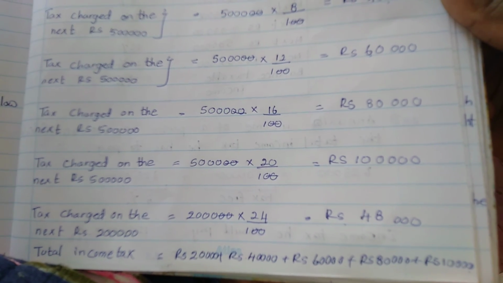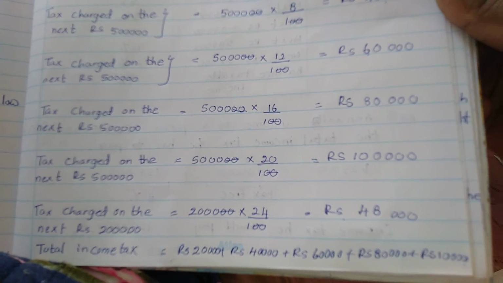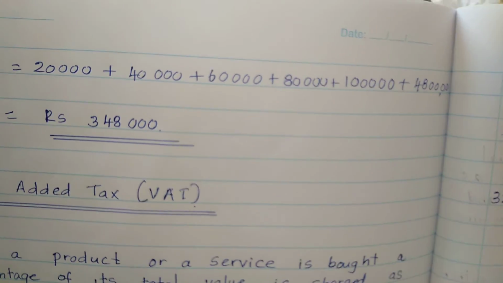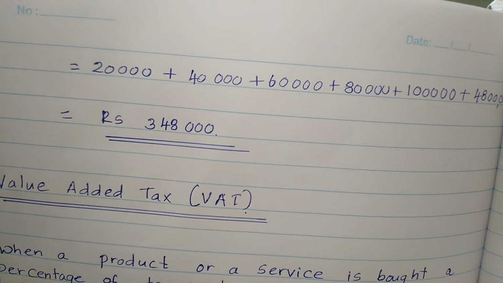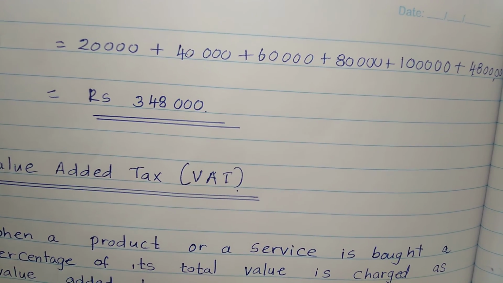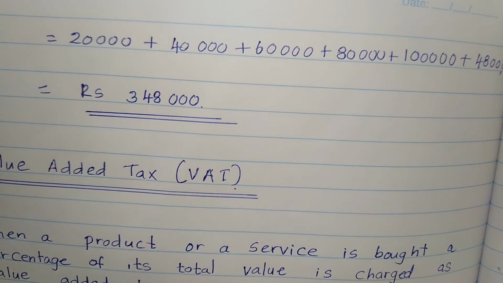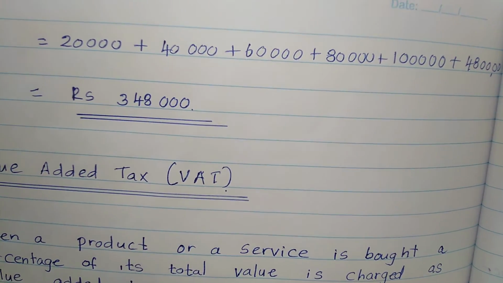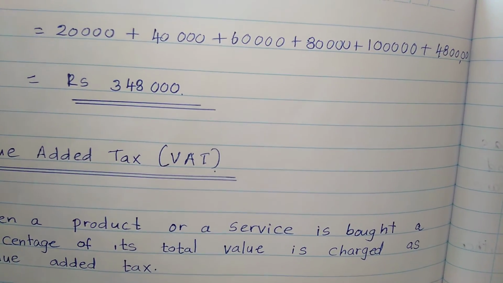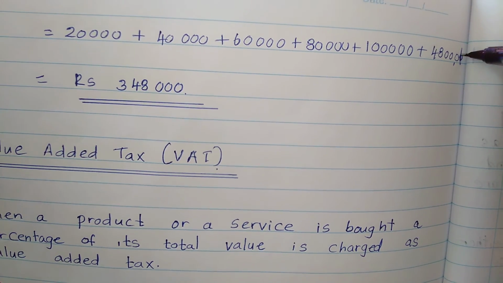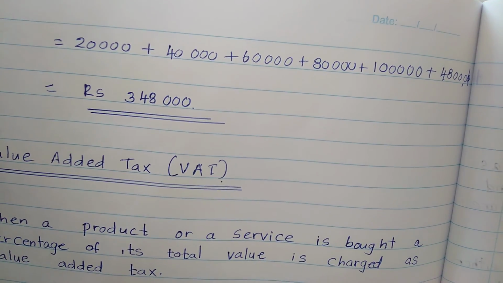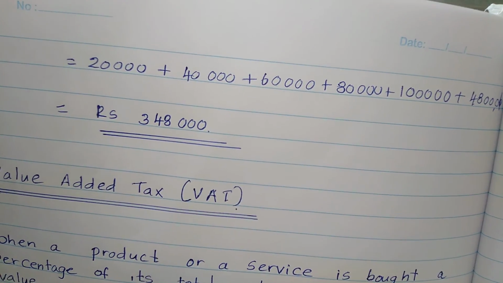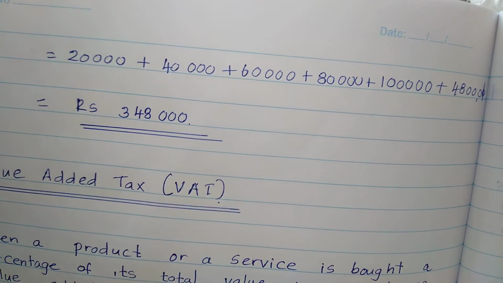Now we want to find the total amount he should pay as income tax. Then we have to get the addition of 20,000 plus 40,000 plus 60,000 plus 80,000 plus 1 lakh plus 48,000. Then the total amount he should pay as tax is 3,48,000.